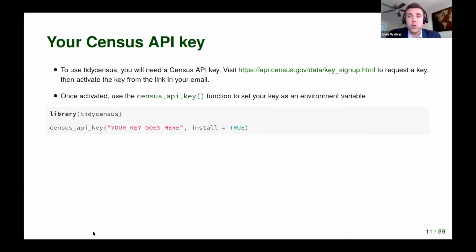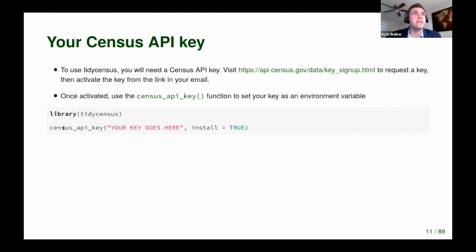To get your key to work, once you've acquired it, you're going to use the census_api_key function to set your key as an environment variable. An environment variable, basically what that means is it's an R variable that is accessible to your global environment. And the census_api_key function includes some fantastic contributions as well from Chris Eberwein, who allowed for the installation of this key in your environment file.